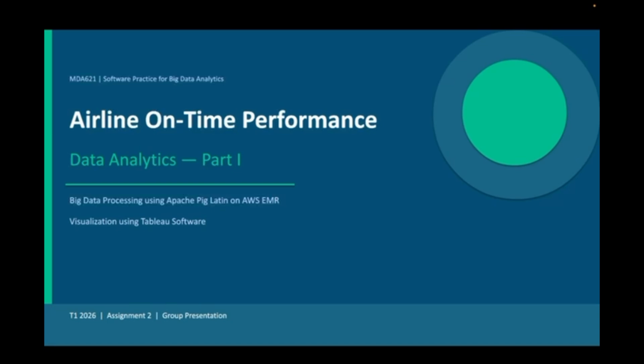Our presentation is divided into two parts. Part 1 covers airline on-time performance data analytics using Apache Pig Latin on AWS EMR with Tableau visualizations, and part 2 covers the Brazilian e-commerce dataset using HiveQL. I'll now hand over to Mahirul to walk us through the part 1 overview and setup.